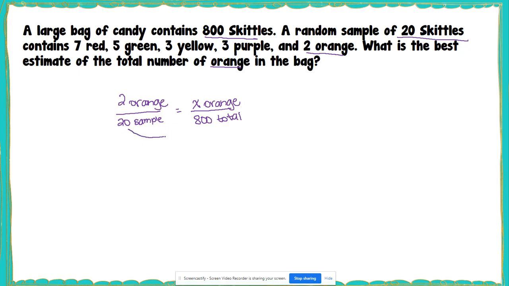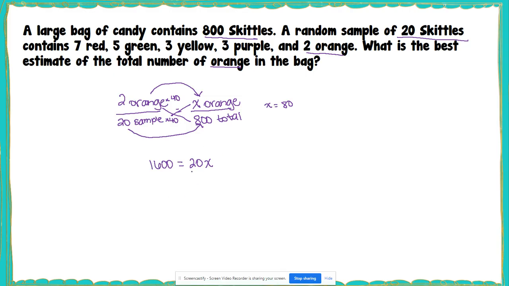So if I look at 20 to 800, I know that 20 times 40 gives me 800. So to get from 2 to x, I can multiply 2 times 40, and that would give me x equals 80. I can also cross multiply, so 2 times 800 gives me 1,600, and x times 20 gives me 20x, so I would say 1,600 equals 20x.